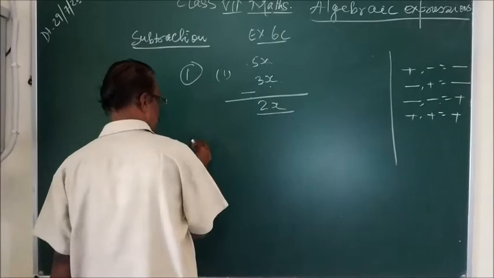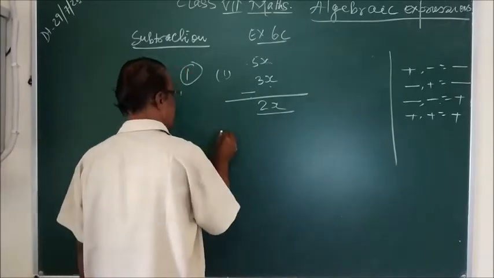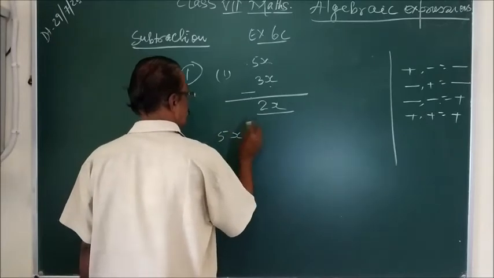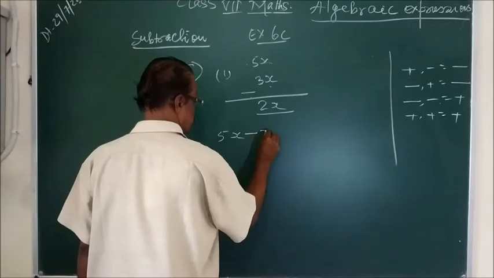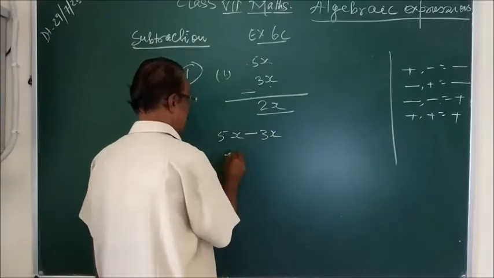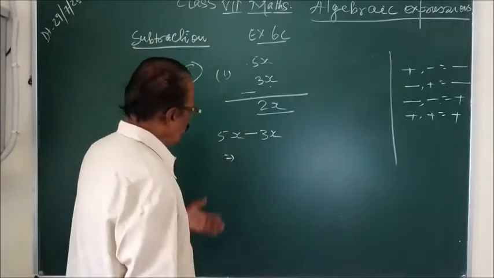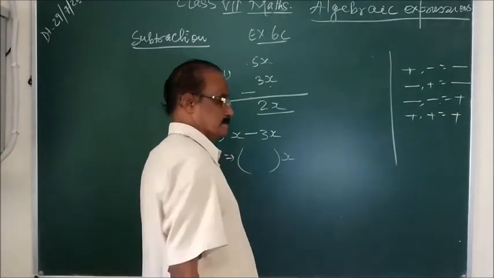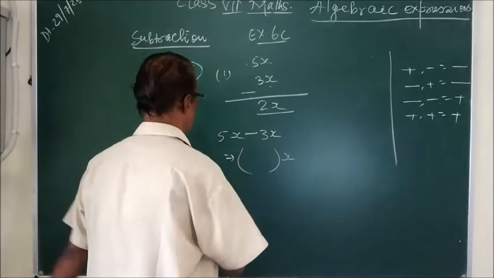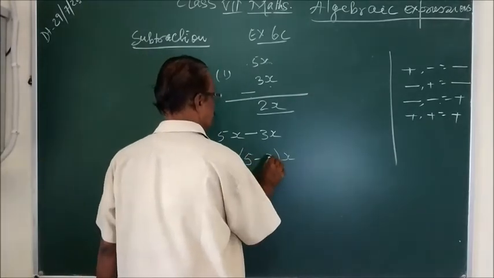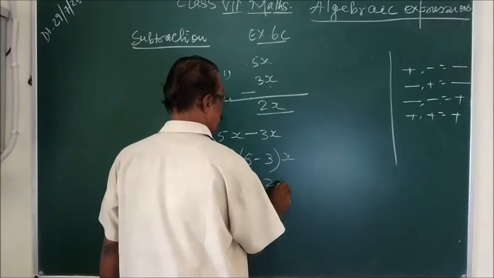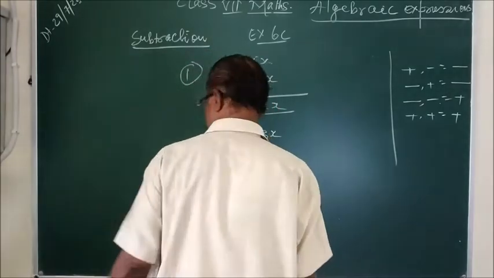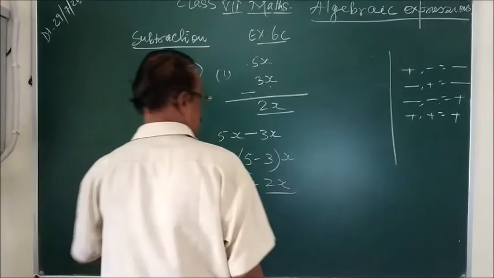वैसे इसको यदि हॉरिजॉन्टल मेथड से करना चाहते हैं तो you write the terms like this: 5x minus 3x. और आपको समझने के लिए कि x को हम कॉमन मानते हैं, कॉमन इसको निकाल के बाहर कर सकते हैं, 5 minus 3. This means 2x. ऐसे भी बना सकते हैं. So, this is question number 1.